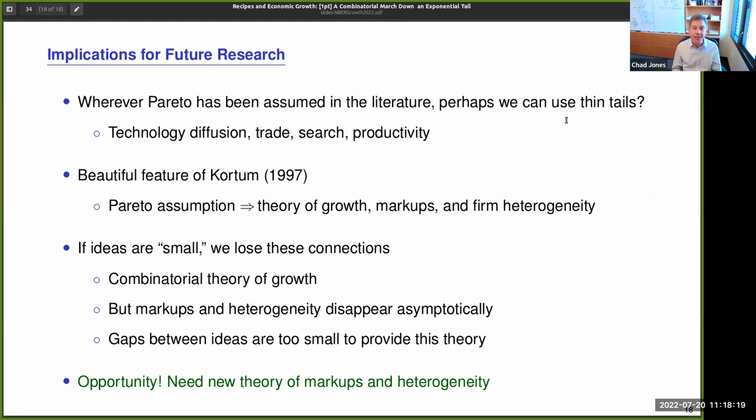So this is discussed at the end of the paper in more detail, but the way I see this is an opportunity. Maybe the combinatorial theory is right. The evidence on patents and ideas, I think, suggests maybe thin tails is the right way to think about it. But what that means is we've relied on Kortum 97 too heavily to give us a theory of markup heterogeneity and firm productivity heterogeneity. Maybe we need a new theory. The combinatorics and ideas won't give it to you, so we need a new theory of markups and heterogeneity, and I hope people are going to work on that in the future.